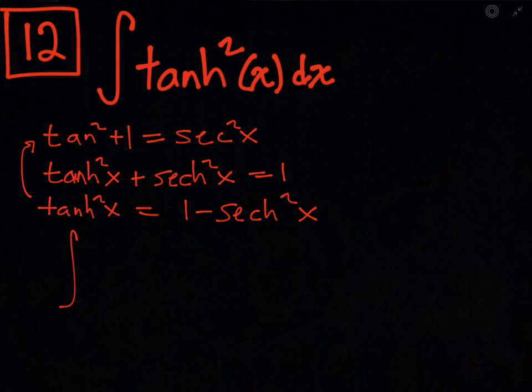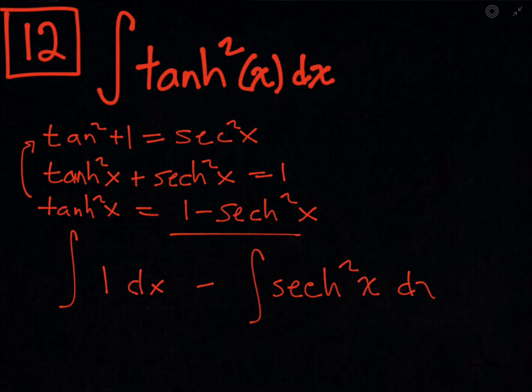So we can rewrite our equation as 1. I'm actually going to go ahead and split it up now: 1 minus the integral of hyperbolic secant squared of x dx. So we know that the integral of secant squared x dx is going to be tangent x plus c. We know that because the derivative of tangent is secant squared, so the antiderivative of secant squared must be tangent, right?